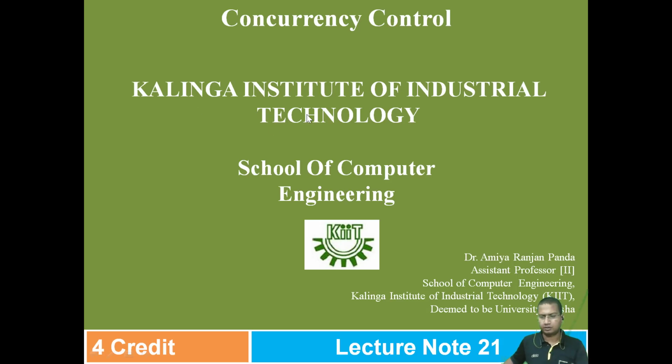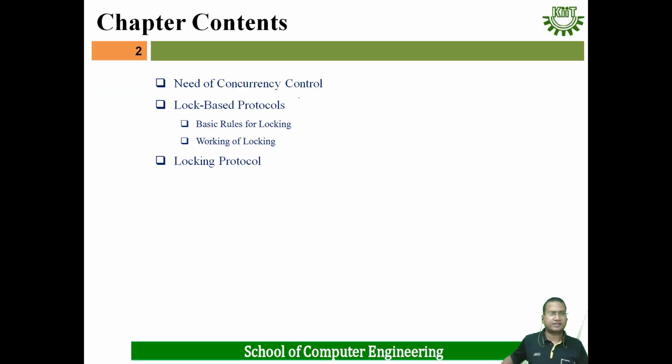Discuss concurrency control. Okay, and these are the chapter contents. First, we will see the need of concurrency control, why we need the concurrent execution of transactions. Then we will see lock-based protocol to implement this concurrency control mechanism in transaction management. Lock-based protocol is the basic protocol. We will see that. Then locking protocol we will see. Okay. Then in this chapter, you will basically discuss these three things.